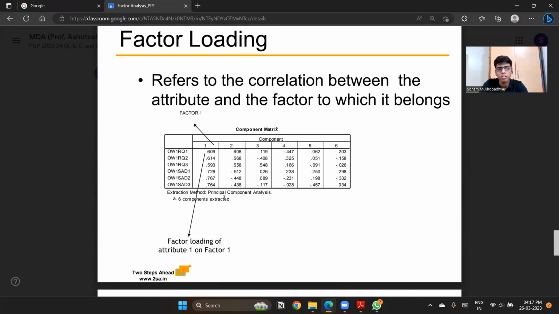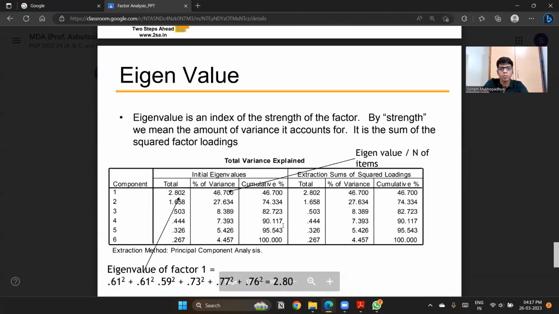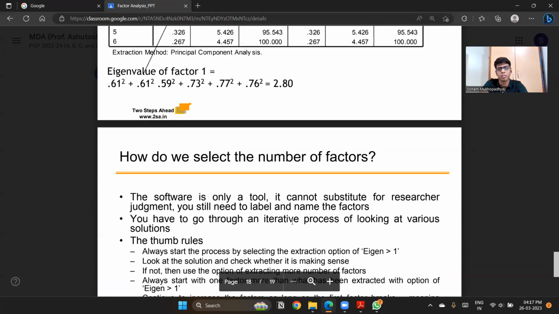And upon rotating those variables, I will find out, let's say, variable 1, variable 2, and variable 3 are loading onto factor 1, and variables 4, 5, and 6 will load onto factor 2, depending on the rotated data, the rotated vectors. So I will get which variable belongs to which factor, and that's how my factor analysis will be completed.